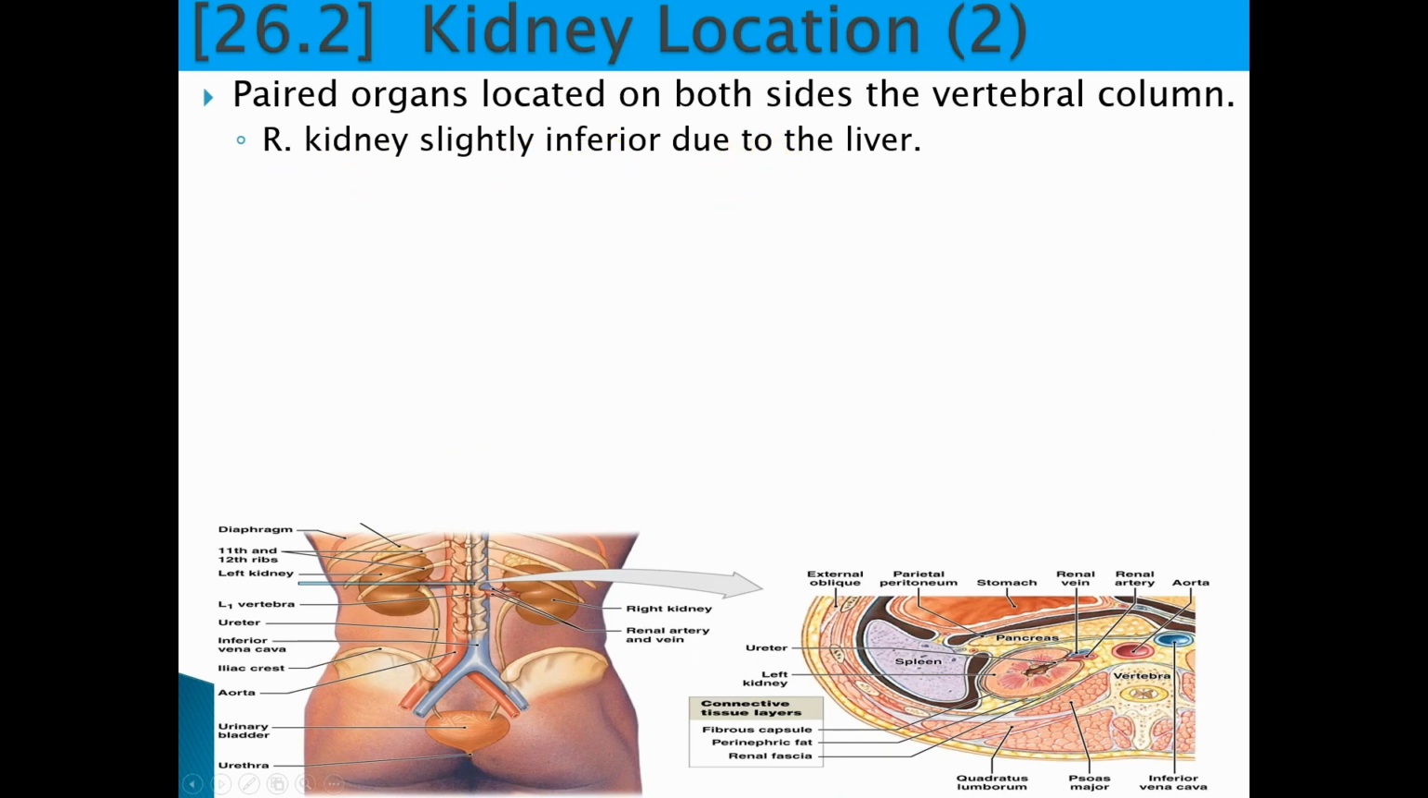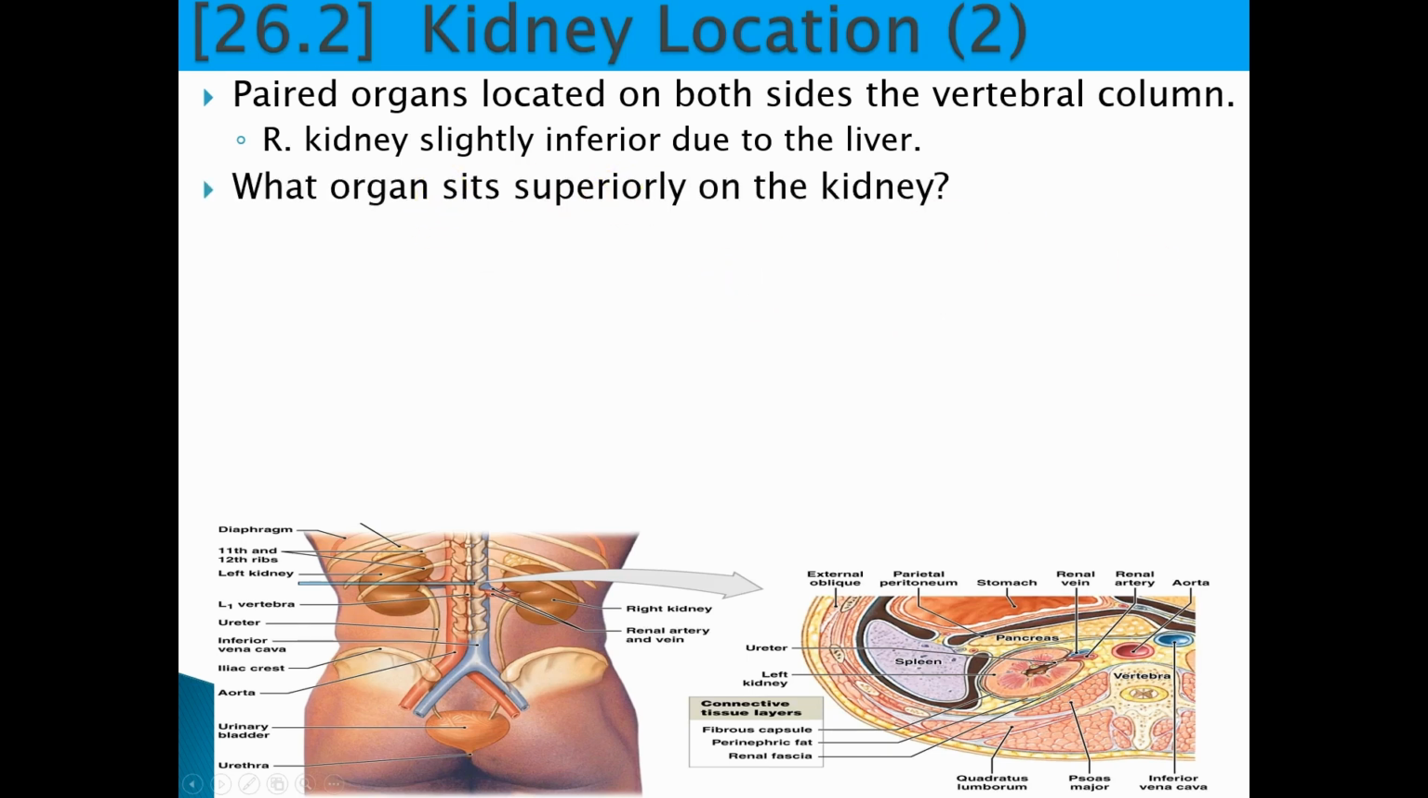The liver definitely displaces things. It displaced the lung, and now you can see the liver is displacing the kidney, forcing it to be a little bit inferior to the left kidney, or you can say the left kidney is slightly superior in comparison to the right kidney. It really doesn't make a difference, but you should know that minor detail there.